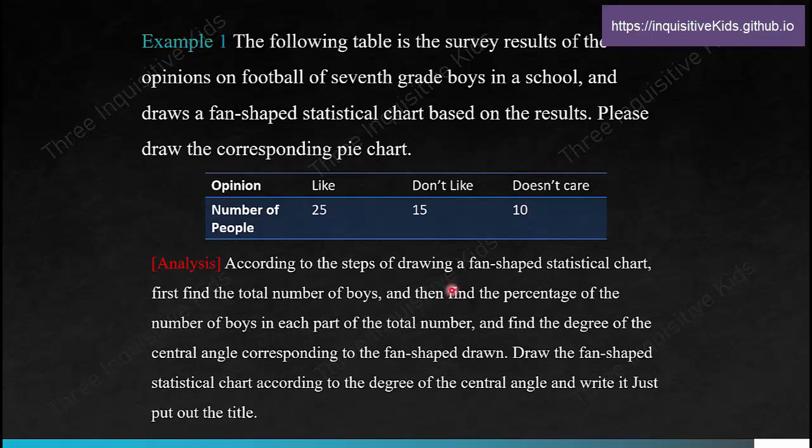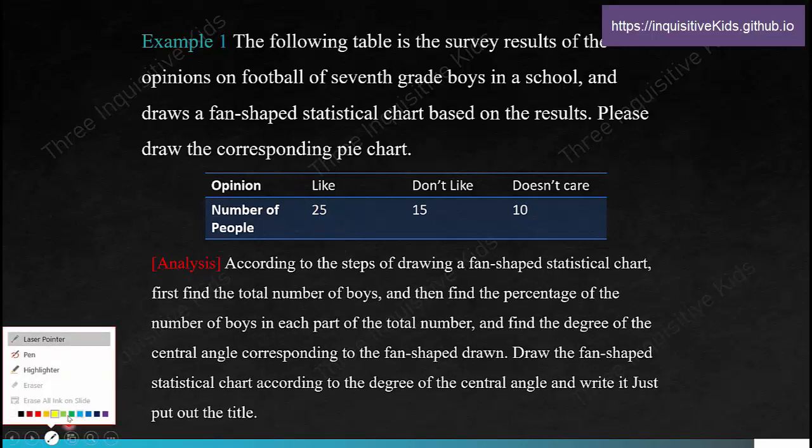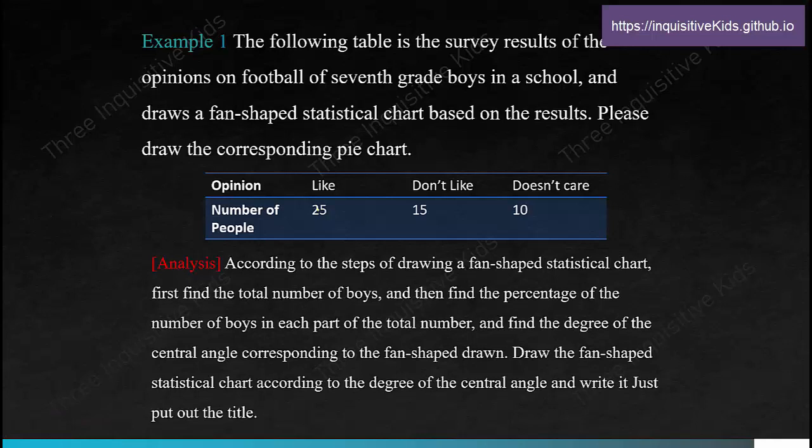So you first have to find out the percentage each part is according to the whole. So 25, let's first do the percent of this together. The opinion of like would actually be 25 over all of these added together. So 25 plus 15 plus 10, which is 50.